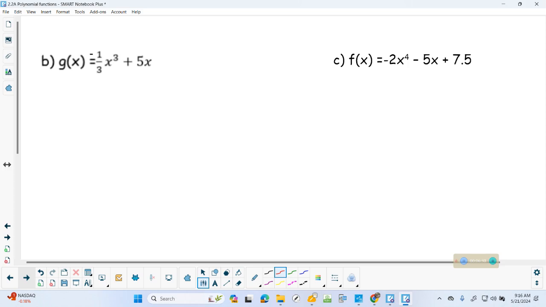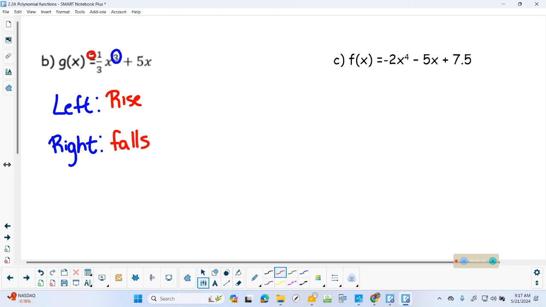Okay, let's take a look at this one. Super tiny, I know that's a little blurry. That 1/3 is negative there. So again, I'm looking first at the degree, odd. So they're split. They're not going to work together, so we have to write a separate left and right. Now, because it's a negative lead coefficient, I think about a negative sloped line. It's the same idea. The left end is going to rise, the right end falls. And of course, if that was positive, that would be reversed.